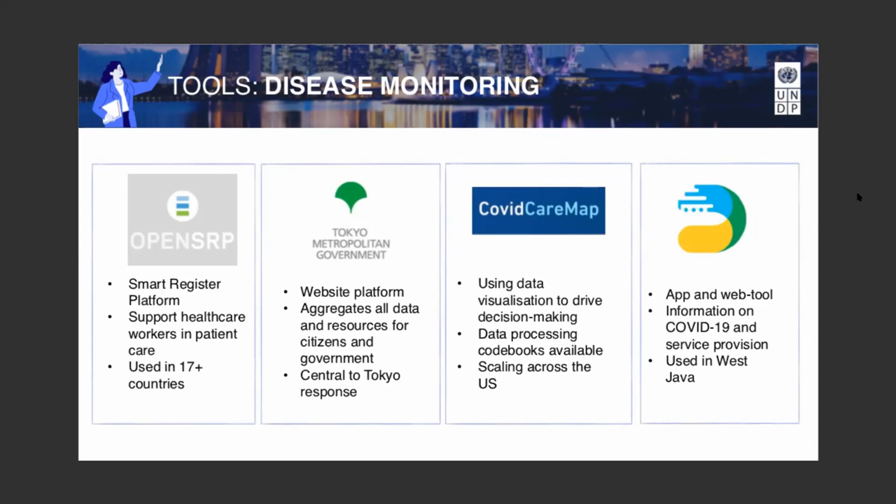The COVID Care Map is being used across the US to visualize data in order to drive resource utilization. So it features open source methods, the code to visualize and process data, and also other resources to provide decision makers with the insights needed to deploy healthcare resources. The team there are particularly interested in expanding this to other geographies, so happy to facilitate connections there as well. And then the final one on the right there is PicoBar, and this is used across West Java in a similar way to the Tokyo platform to signpost citizens to resources, to provide information on COVID, and also to support policymakers in their response as well.